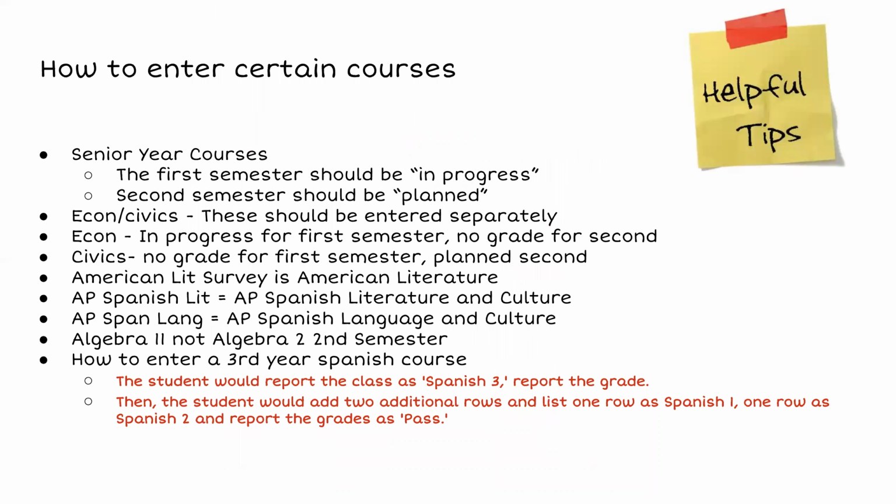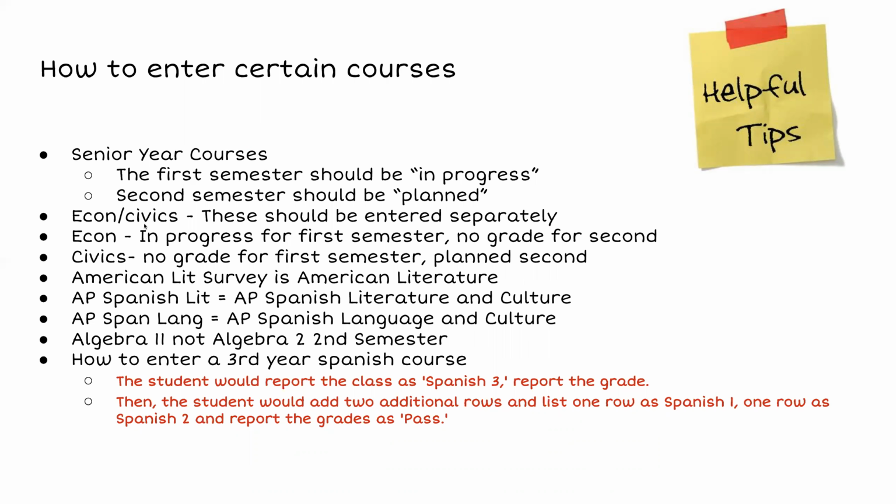All right, so these are some additional helpful tips to keep in mind when going through your application. Senior year courses: the first semester should be in progress. And if it's a year-long course, for the second semester, you'll want to indicate that you're planning on taking it in the spring. Econ and civics is a bit weird.